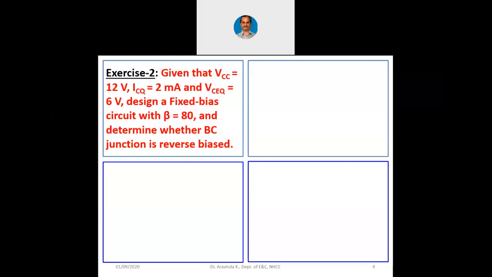Similarly, 12 minus 6, it is given that VCEQ is 6 volts. So 12 minus 6 divided by IC, 2 milliampere. That way you are going to get the value of RC. Later on, let us see whether the base to collector junction is reverse biased. Quickly tell me the answer within the next 2 minutes.